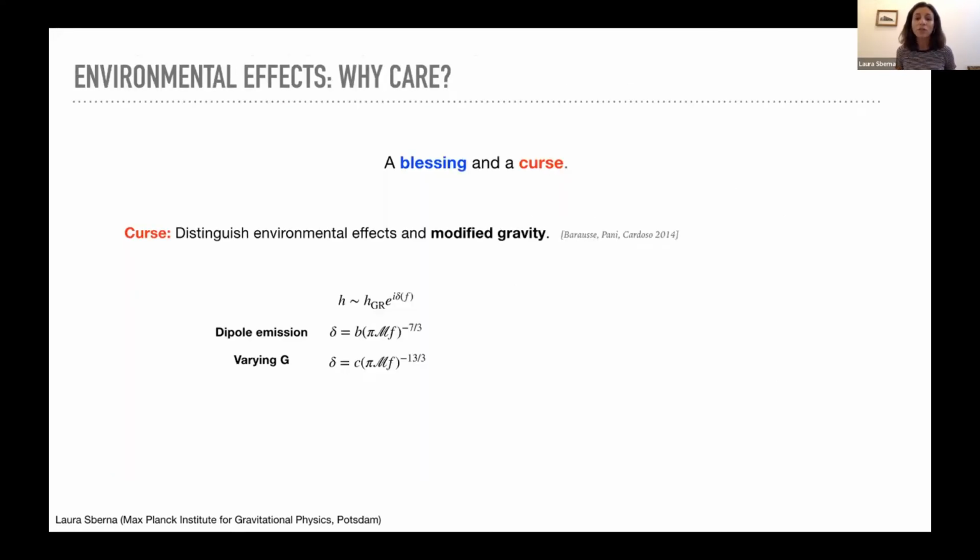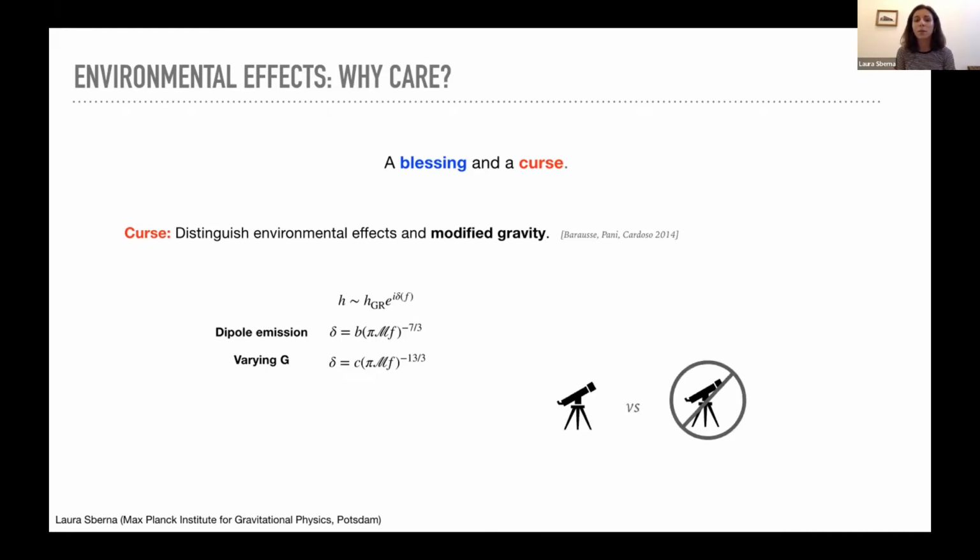But as I mentioned earlier, environmental effects can also be a curse. And this is the case when you're interested in using LISA to test general relativity. This is because environmental effects can mimic, in their frequency evolution, modifications of gravity. One clear example is a slowly varying gravitational coupling G, which has a frequency dependence in the phase that is just the same as the effect of constant accretion onto the binary.